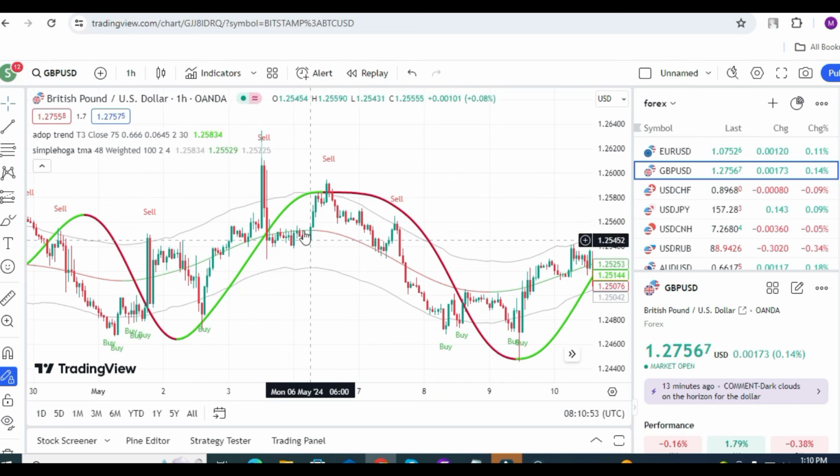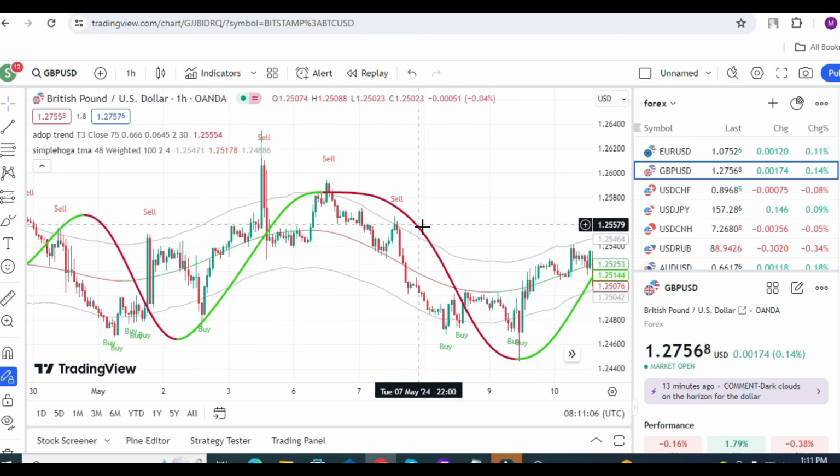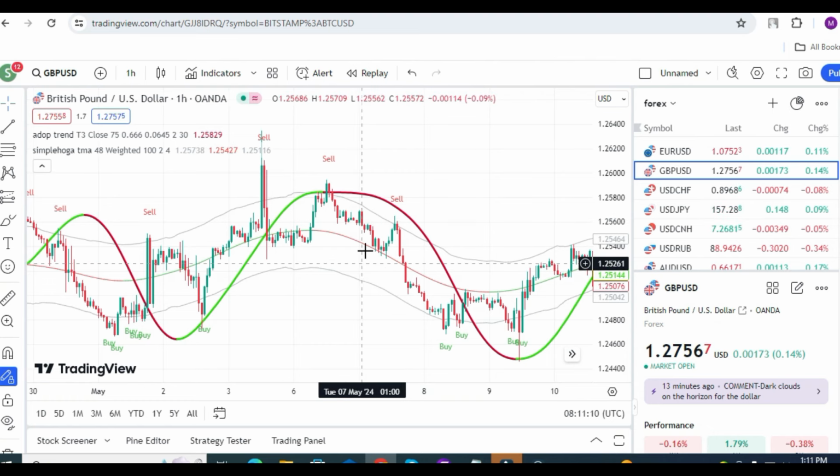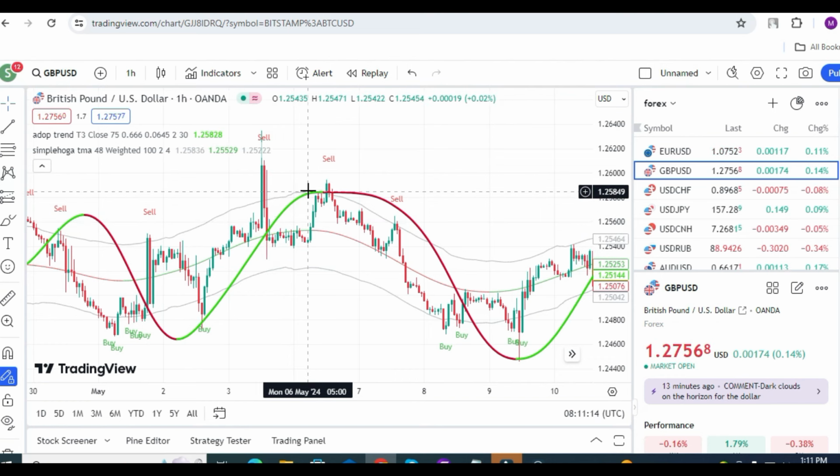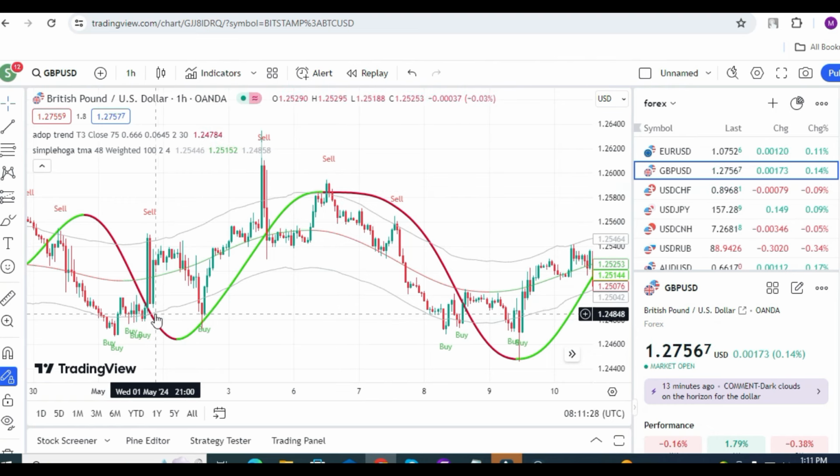So the rules, first of all, you need to listen carefully to the rules. Rules are very simple. The first rule: this is actually an adaptive trend line. There are three band lines: the upper band line, lower band line, and the middle band line. Keep your eyes on the adaptive trend line. When the adaptive trend line is above the upper band line, then you can go for a sell position. Remember it. When the adaptive trend line is below the lower band line, you can open only a buy position.